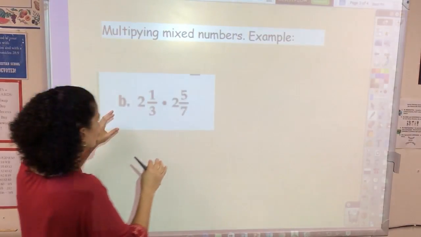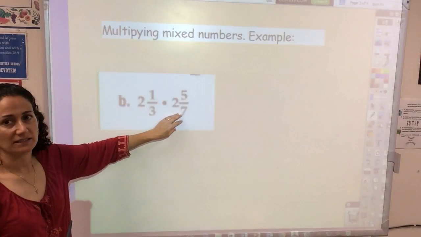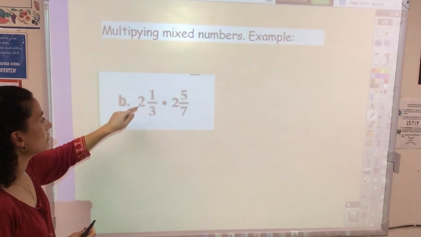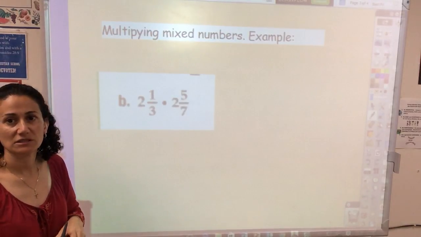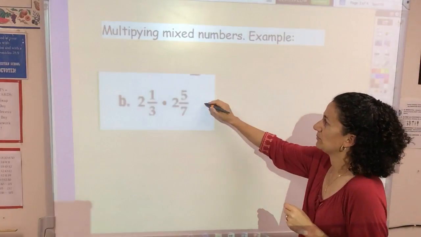Nothing changes. We still need to multiply every part of this by every part of this. The shortest and fastest way to do that is to change them to improper fractions and then multiply, as we were on the last example.